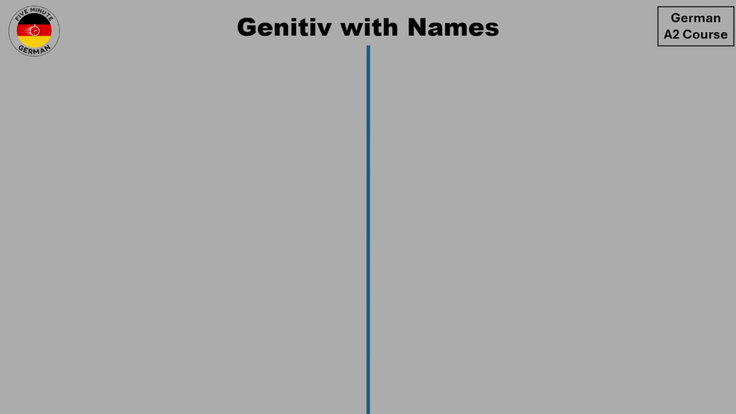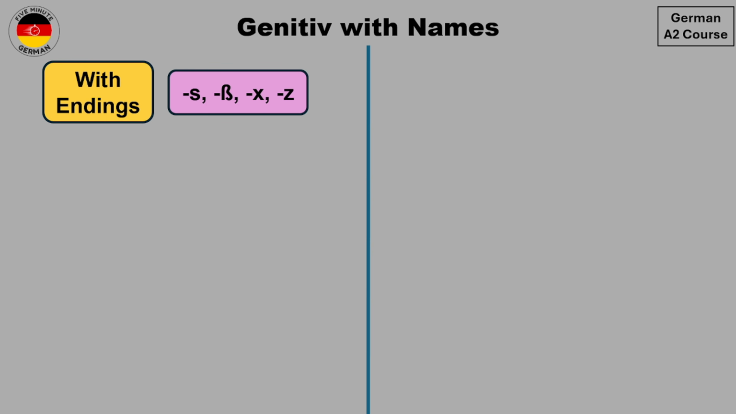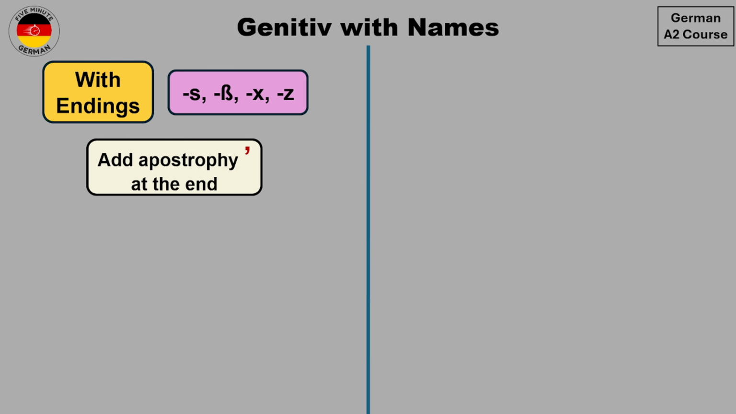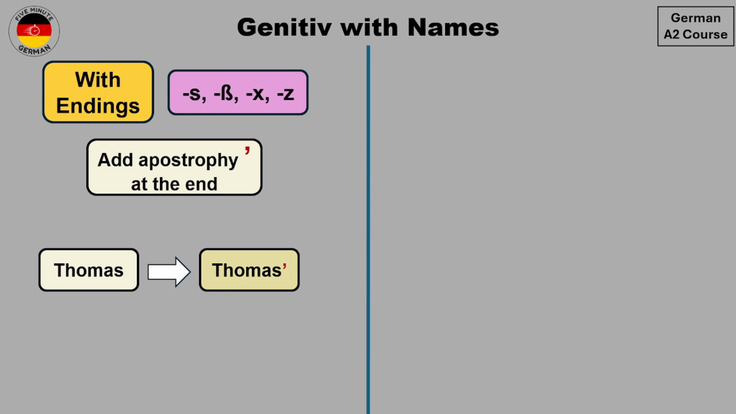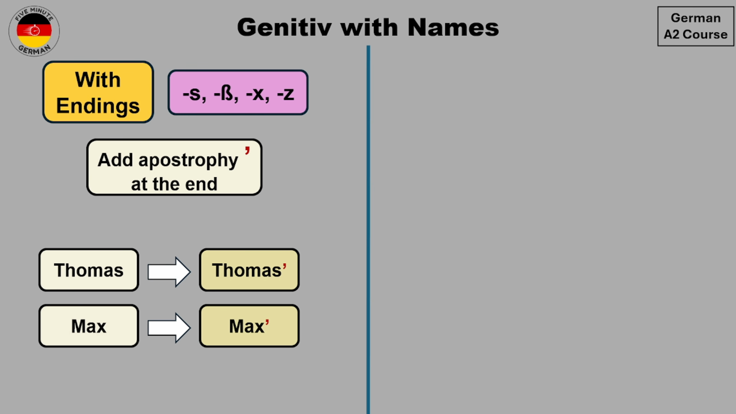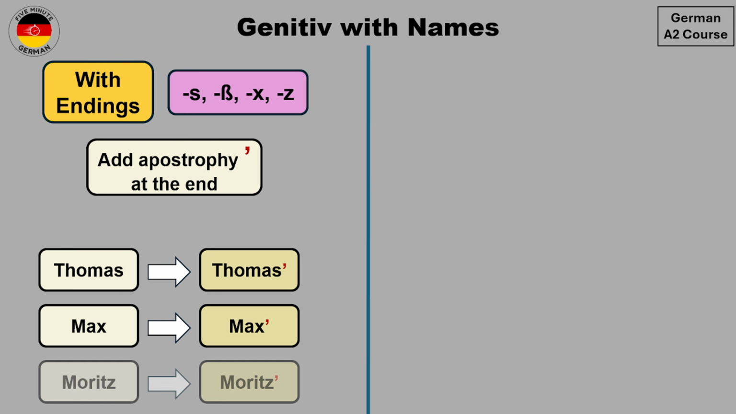Whenever we use the genitive with names and the name has the ending S, X or Z, then we will only add an apostrophe, which is this high comma at the end. So Thomas in genitive will be Thomas with an apostrophe at the end, and it will be pronounced simply as Thomas. If we have the name Max, then it will be Max with an apostrophe at the end. And the name Moritz, which ends with a Z, will also have an apostrophe at the end to show possession.